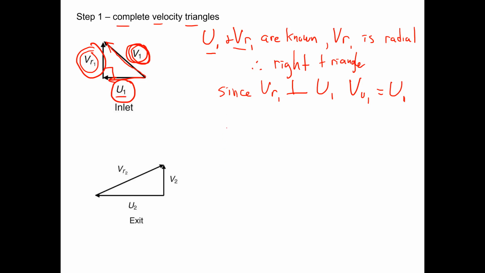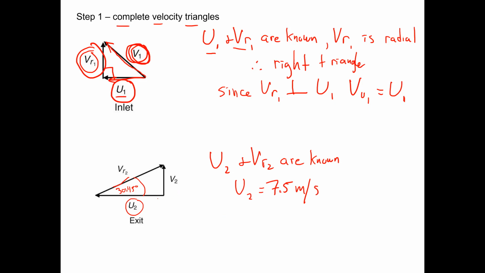For the second velocity triangle, I'm given that the relative velocity between the fluid and the rotor is at an angle of 30.45 degrees to the tangential velocity of the rotor. So in this case, U2 and VR2 are known, and I draw those out. I know that U2 is equal to 7.5 meters per second.